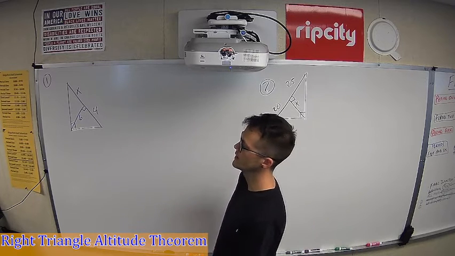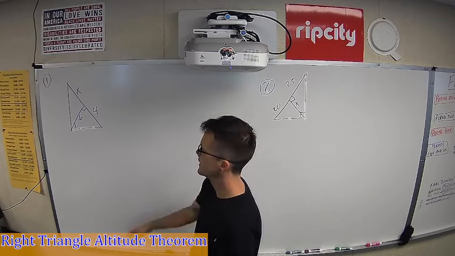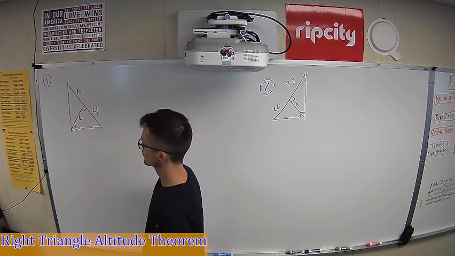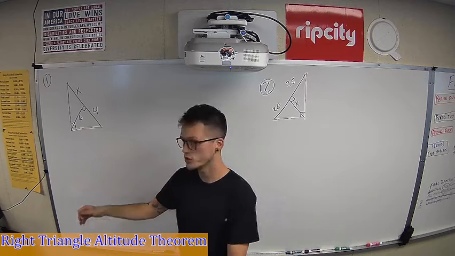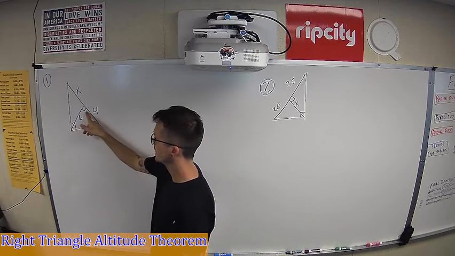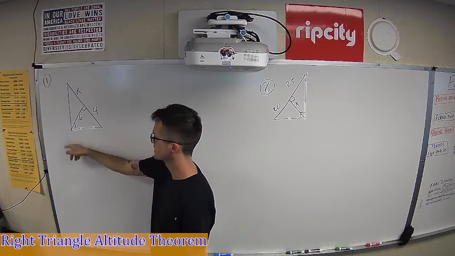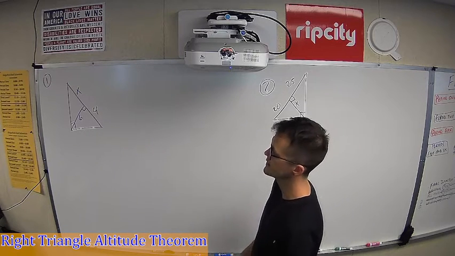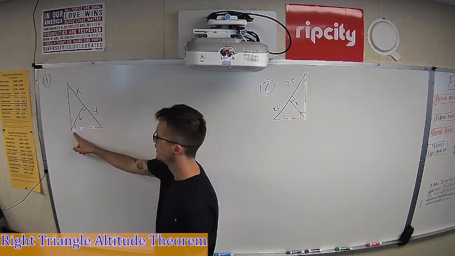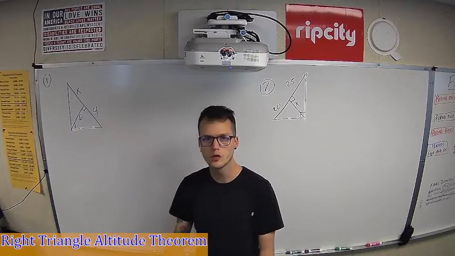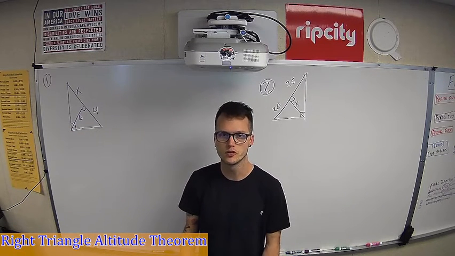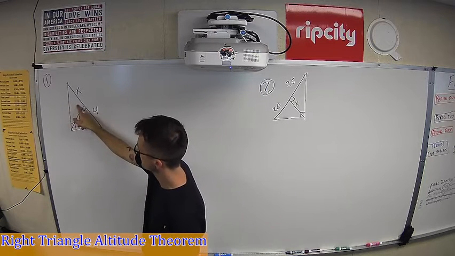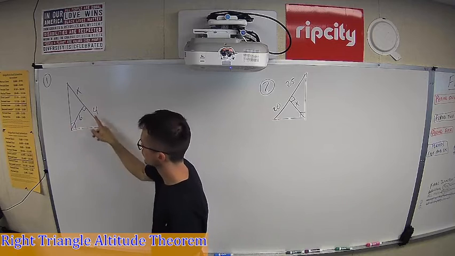So right triangle altitude theorem, as expected by the name, we're going to be working with right triangles. And if you drop an altitude inside of a right triangle, as a refresher, that's a perpendicular line to the opposite side that goes through the vertex of the right angle. The theorem basically says that if you have an altitude going through a right triangle, what you've created is three similar right triangles. So there's the small one down here, there's the medium-sized one that's hiding up here, and then there's the large overall one.